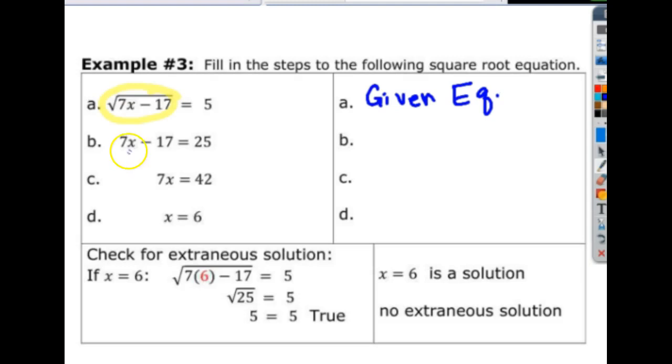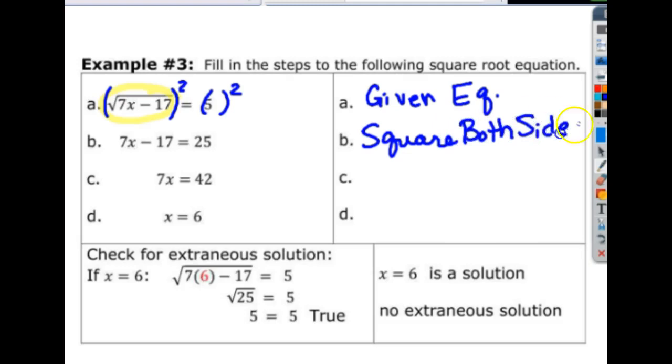So to go from this step to that step, I need to square both sides of the equation to cancel out the square root. Then what happened to my 17? Here I have a 17, here I don't. What happened to it? That's called the addition property of equality, or combine like terms.